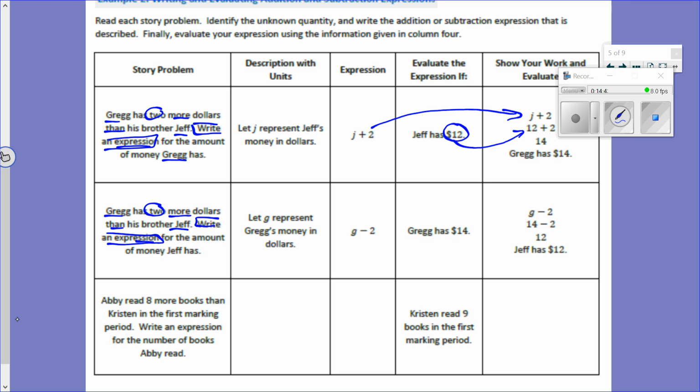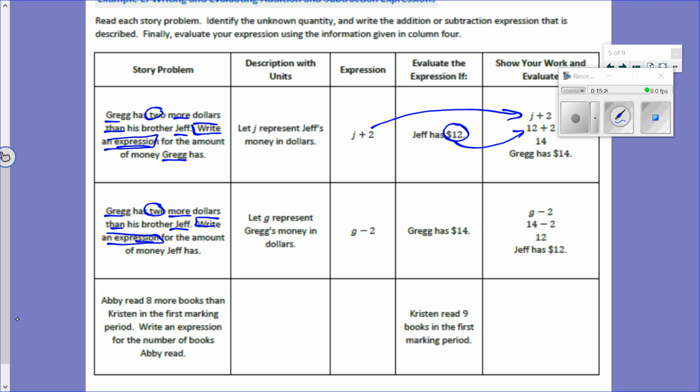But did the actual information change? No, it's still Greg has $2 more than Jeff, right? But my expression is now going to be different because I'm looking at it from the other viewpoint. So now if I'm looking at Greg, how would I get to what Jeff has? Because I've got $2 more than Jeff. So if I want to go back to what Jeff has, I need to subtract 2. Does that make sense? Do you see why this can get confusing? Because the basis was the same, but this looks completely different based on what I'm trying to find.